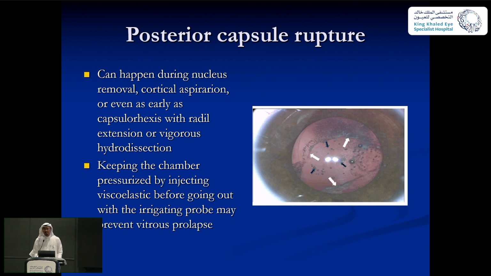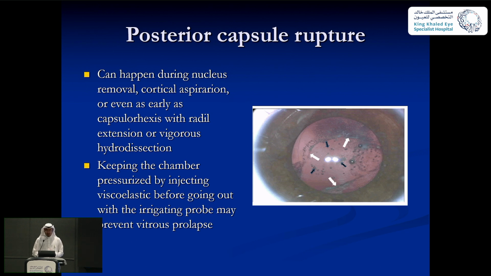We can also do a vigorous hydrodissection. The pressure rises back to the lens and it can rupture. And I've seen cases in which with the hydrodissection alone, the nucleus disappeared. So it went back to the vitreous cavity due to vigorous hydrodissection. So keep this in mind.